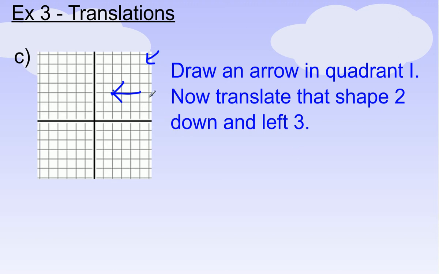Okay? If I do that, this point goes down 2, 1, 2, and 3 to the left. Each point does the same, down 2 and left 3, and I get, that one's not right.